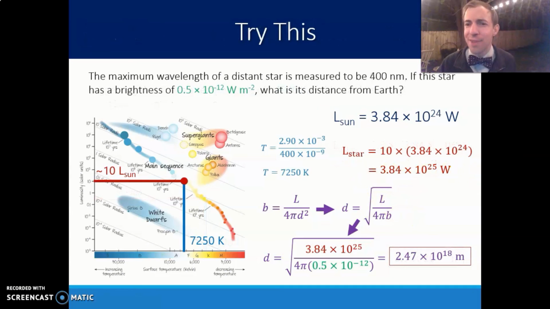So we can do this for another star as well. It's basically the same process: if we're given a maximum wavelength, we can find its temperature. If we know the temperature, we can find the luminosity relative to the sun, plug it in, and find a distance. Finding this distance is a really, really powerful tool. Again, parallax was one way that we could find the distance from Earth to a star, but that can only take us so far. So this is our next technique to be able to find that property of a star.